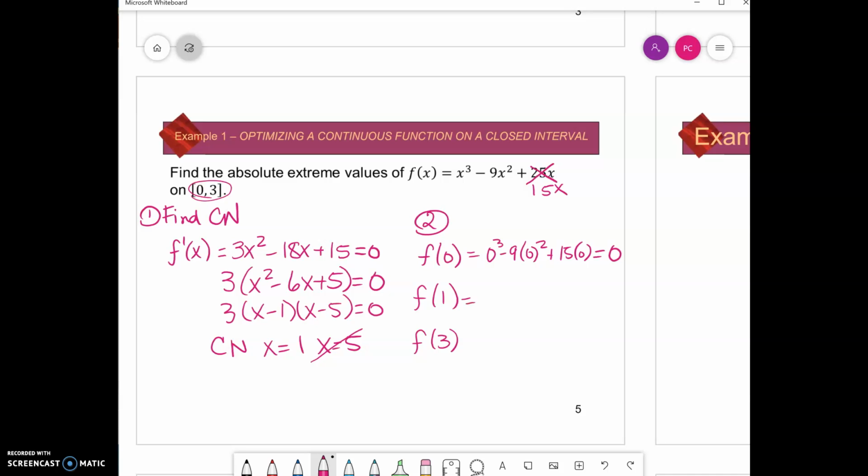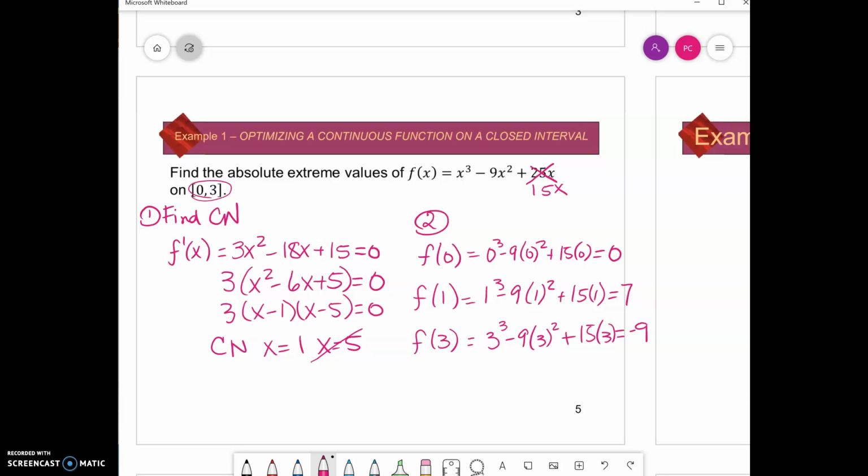f of 1 gives me 1 cubed minus 9 times 1 squared plus 15 times 1, which gives us 7. And then we have 3 cubed minus 9 times 3 squared plus 15 times 3, which gives us negative 9. Again, you can plug those in your calculator very quickly. Don't take a lot of time on it.